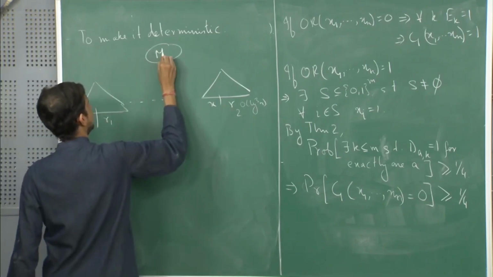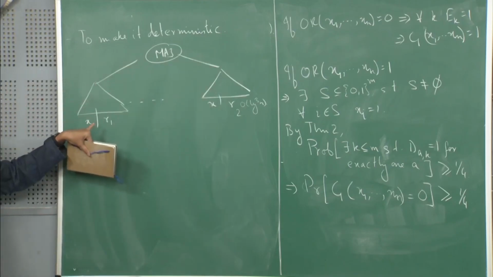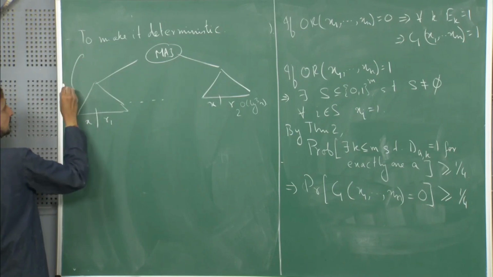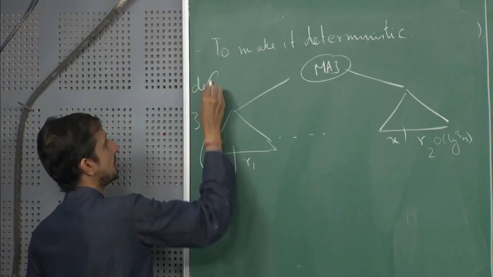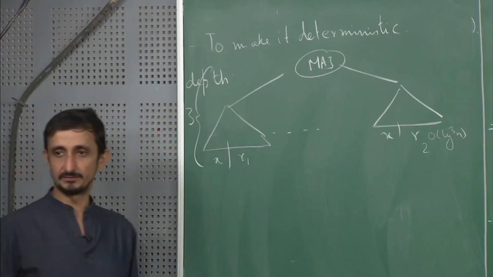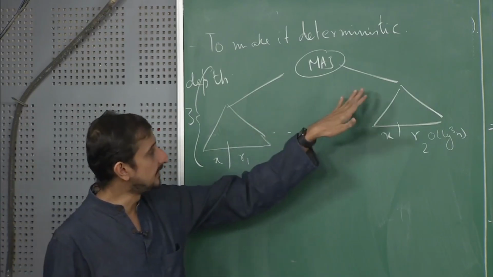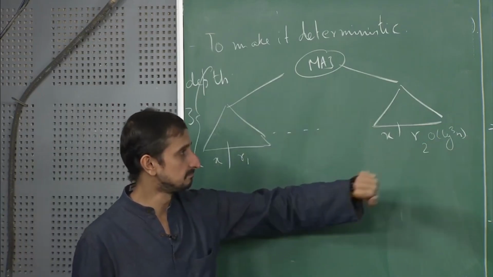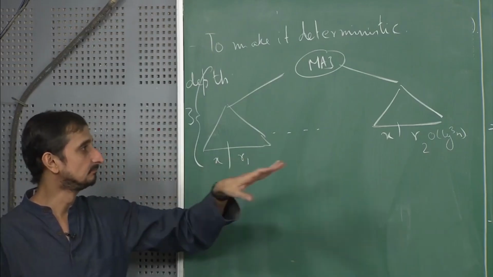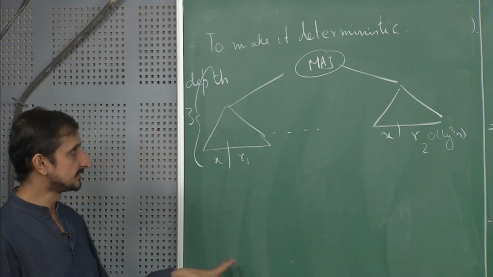So I will put a majority gate at the top and I will connect them. All of them are depth 2 circuits. Now because of this majority, I get a depth 3 circuit. And now this is a deterministic computation. And as I said, this does not change the size. Of course the fan-in of this is 2 to the power order log cube n. And as I said, the size does not change by more than a quasi polynomial factor. So that is still okay.